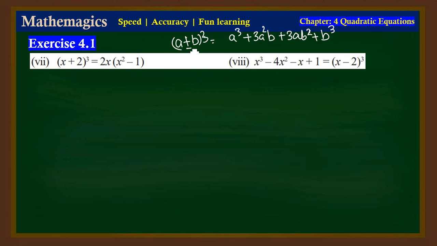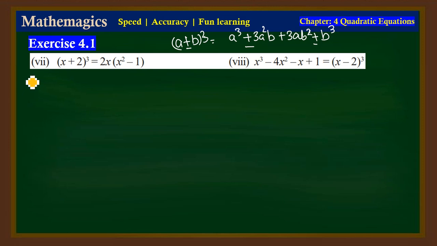And here, if there will be a minus sign, then this is minus and this is minus: a cube minus 3a square b plus 3ab square minus b cube. So we are going to follow this formula and we are going to check it. According to the condition, x plus 2 whole cube is saying the same thing, that is a plus b whole cube.